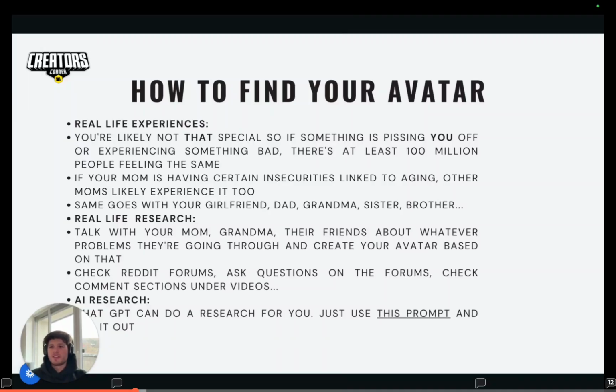It sounds pretty crazy, but believe me, if you actually start asking these people, they will actually want to talk about these issues and these insecurities. You just obviously need to approach it properly, and if you're socially awkward, please don't really do this. If you're really socially awkward, just stick to checking Reddit forums and asking questions on the forums as an anonymous person, and then you can check comment sections under videos, as I was doing on the Instagram page of the gym guy, right?